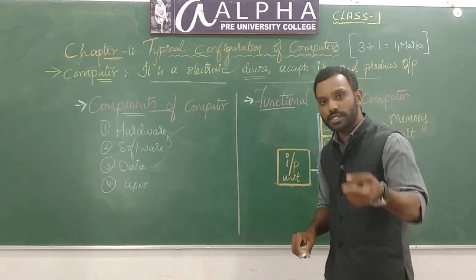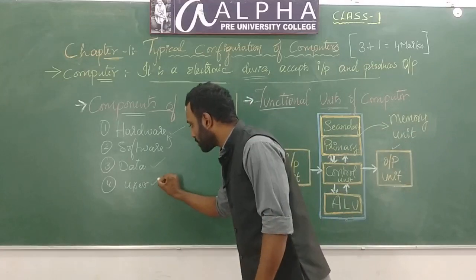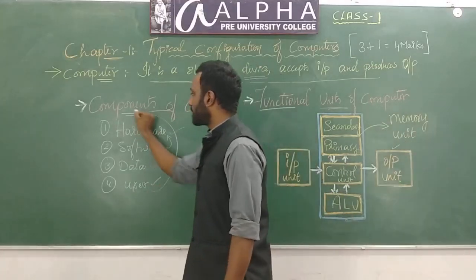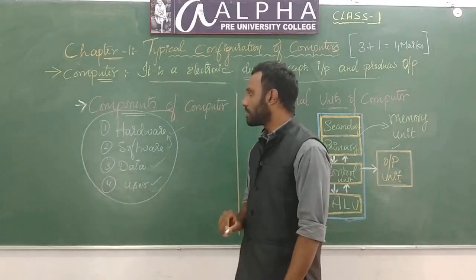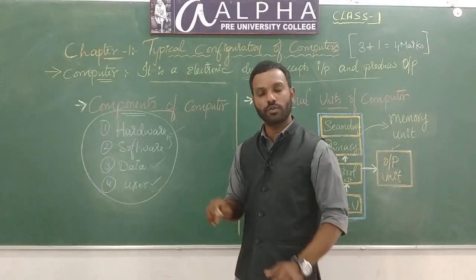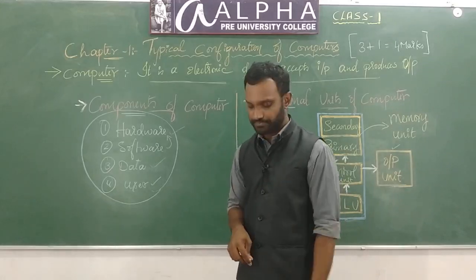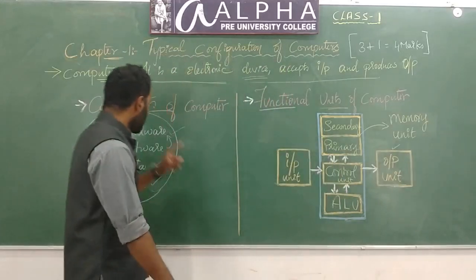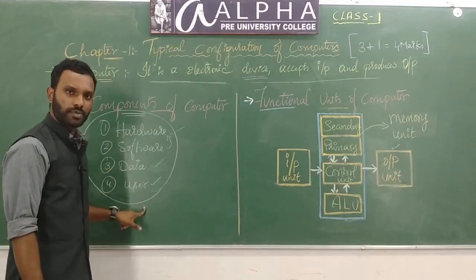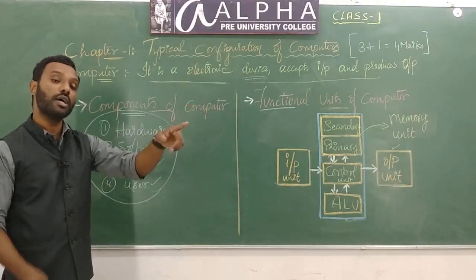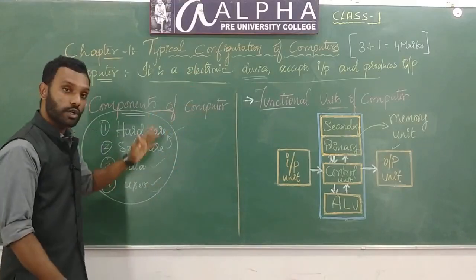The one who uses the computer, we call him the user. So these are the 4 components of computers. Now we got to know what are the required things to make a computer work. Further moving, using these components, how can I make a computer work? How does a computer work using these components?